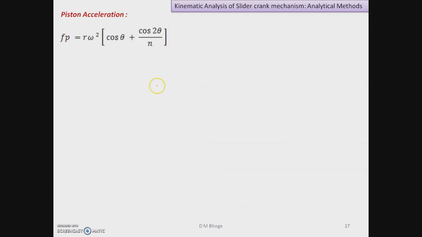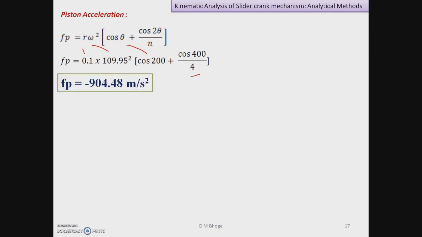For piston acceleration, Fp equals R omega square into cos of theta plus cos twice theta upon n. So after substituting the values, R equals 0.1 meters, omega is 109.95, theta is 200, and obliquity ratio is 4. We get acceleration of piston as minus 904.48 meter per second square.